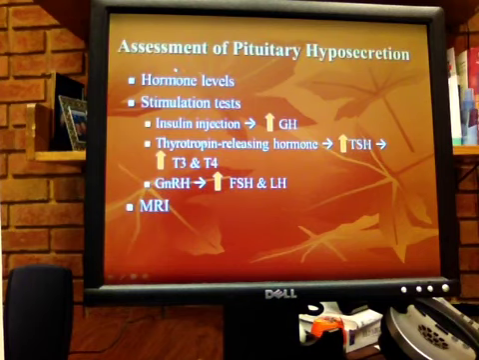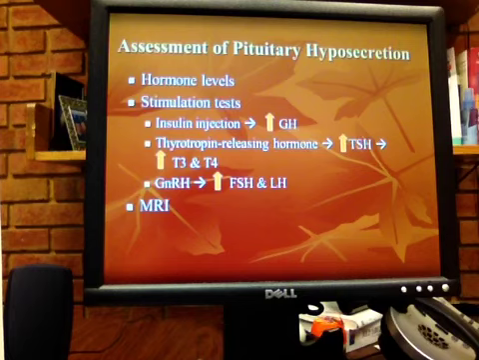The way that pituitary hyposecretion is assessed involves assessing the hormones that are subject to pituitary control. So you look at the thyroid hormones, you look at FSH and LH, testosterone, estradiol, ACTH, prolactin levels, and growth hormone. Those are all hormones that are under the control of the pituitary gland, although for most of those there is something in between.